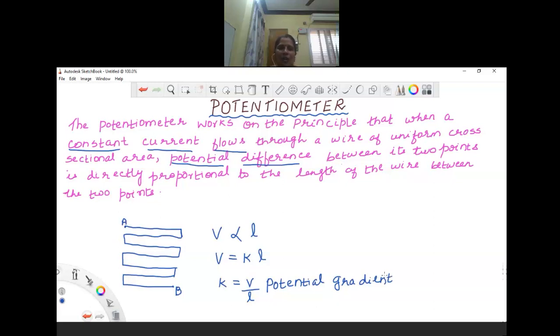Now let us see how this potentiometer is used to compare the EMF of two cells. Please remember this principle of the potentiometer. The potentiometer works on the principle that when a constant current flows through a wire of uniform cross-sectional area, the potential difference between its 2 points is proportional to the length of the wire between the 2 points. Okay, that is the balancing length.